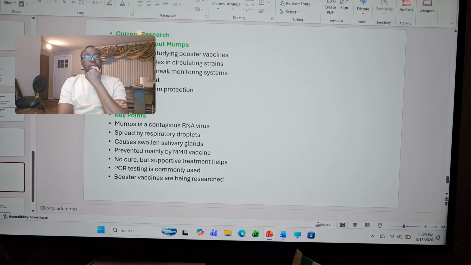Summary and key points: mumps is a contagious RNA virus, spread by respiratory droplets, and causes swollen salivary glands. It is prevented mainly by the MMR vaccine. There is no cure, but supportive treatment helps. PCR testing is commonly used. Booster vaccines are being researched, even up to date.